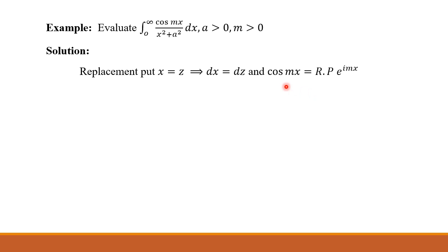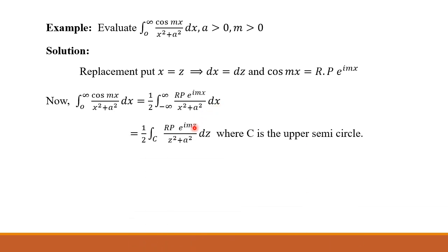So we give the substitution x as z, dx as dz, and cos mx is the real part of e^(imx). Now our integral limit should be minus infinity to plus infinity, but here in the question it is 0 to infinity. So 0 to infinity is nothing but half of minus infinity to plus infinity. So we write integral 0 to infinity cos mx/(x^2 + a^2) dx as 1/2 into integral from minus infinity to plus infinity real part of e^(imx)/(x^2 + a^2) dx. Now we replace x by z.